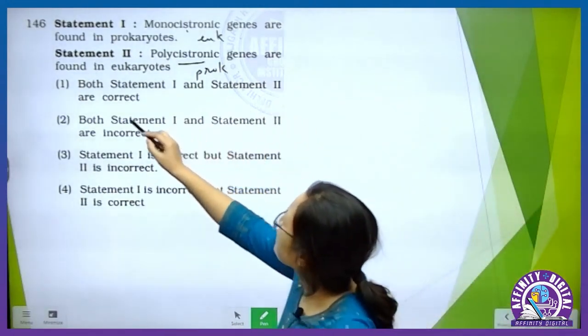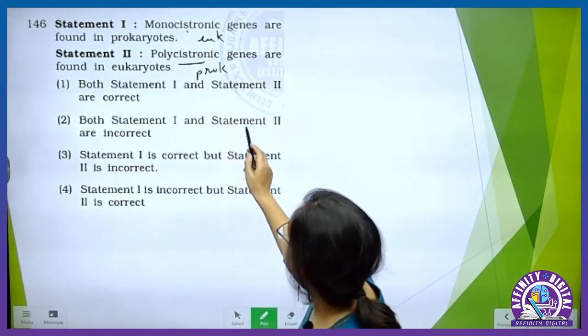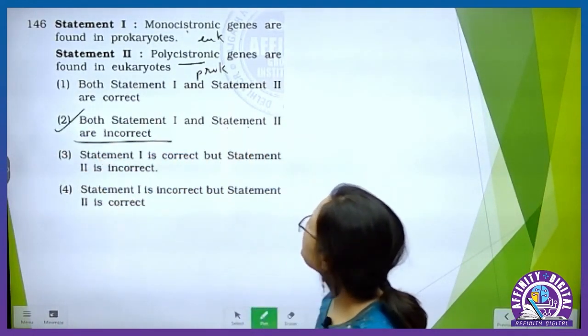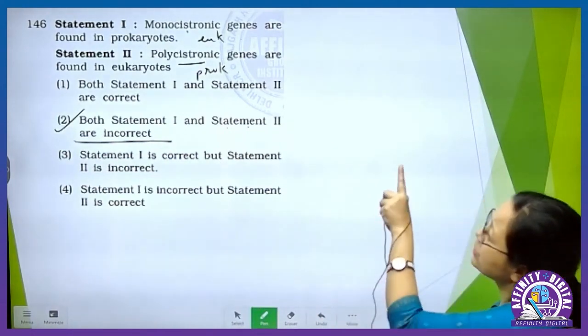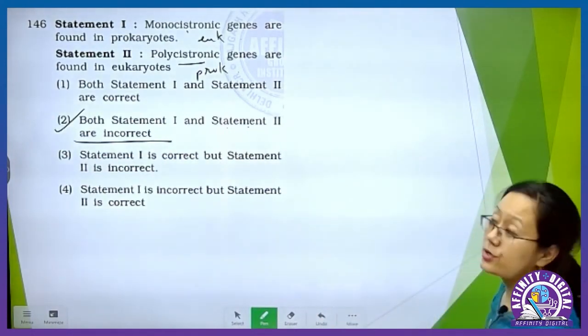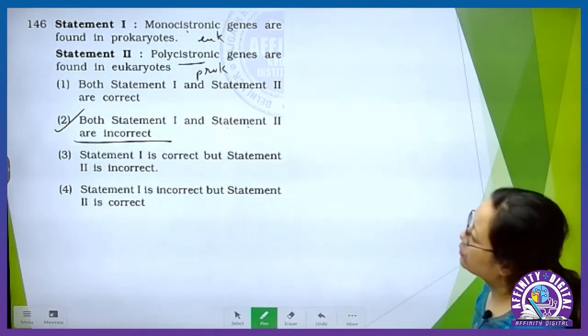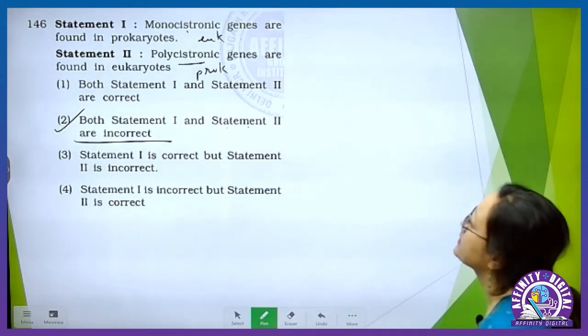Statements 1 and 2 are incorrect. This means monocistronic genes should be found in eukaryotes, and polycistronic should be in the case of prokaryotes. So 1 and 2 are incorrect.